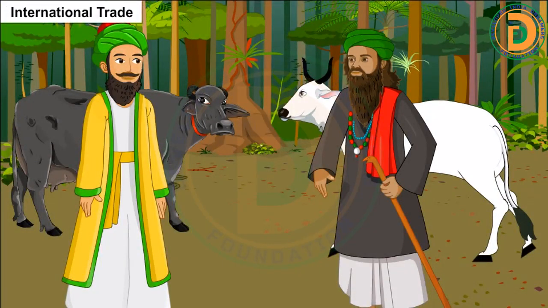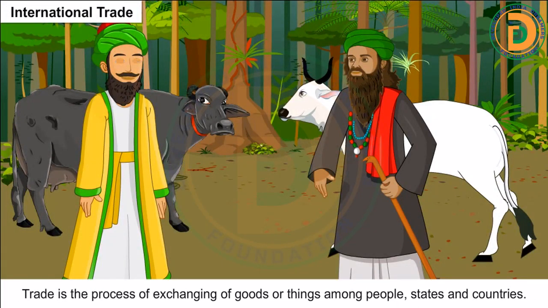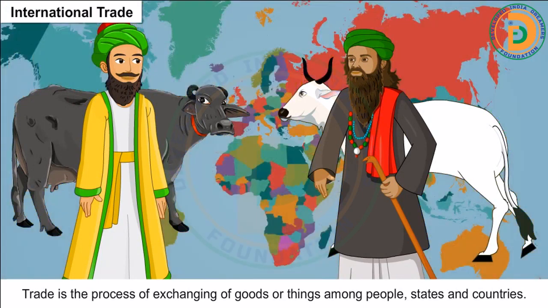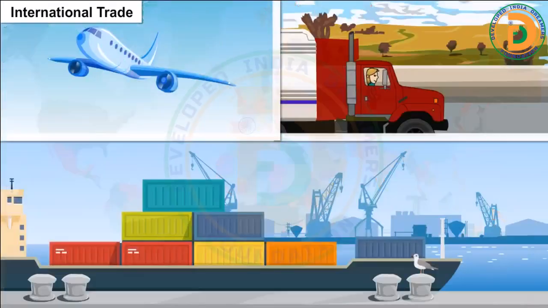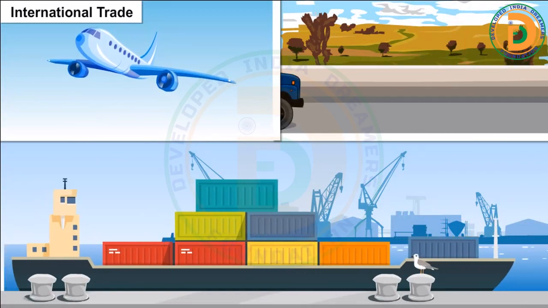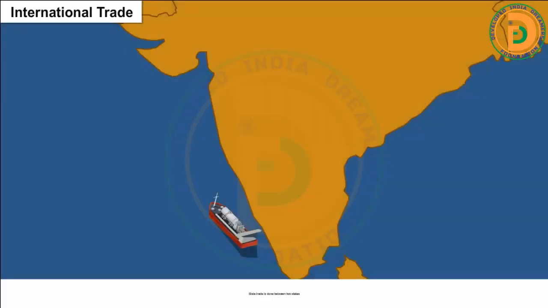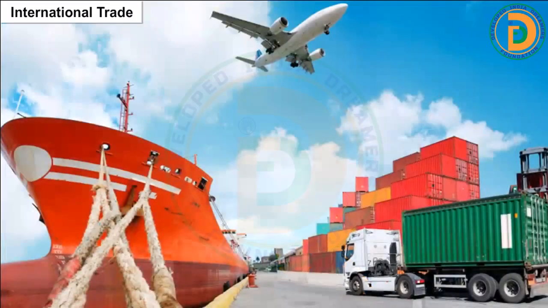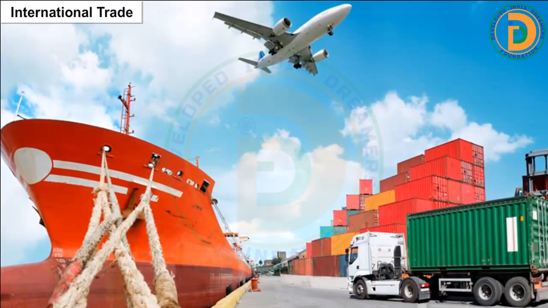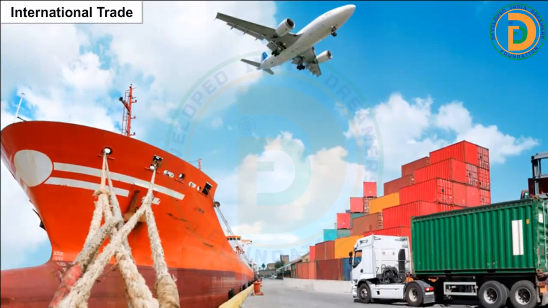International trade. Trade is the process of exchanging goods or things among people, states and countries. International trade is done between two countries through sea, air and land routes. State trade is done between two states. Import and export are the two main components of trade.